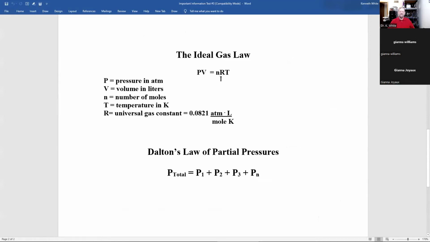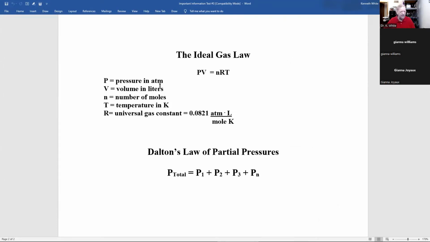PV equals nRT. This will be given to you in quiz number 3, important information. And notice P is pressure and the units are critical. If you have the wrong units, you'll get the wrong answer and you'll lose a lot of points. And the volume, I'll always ask you or give it to you in liters.